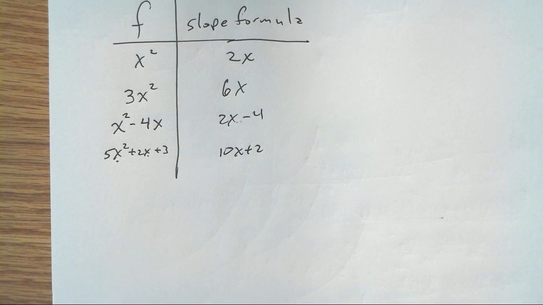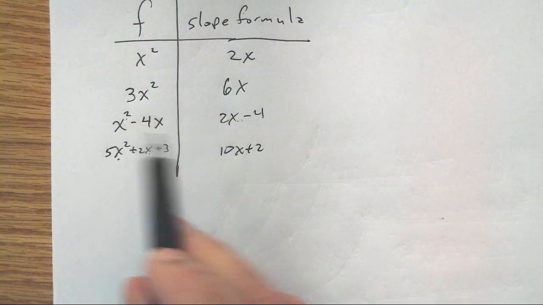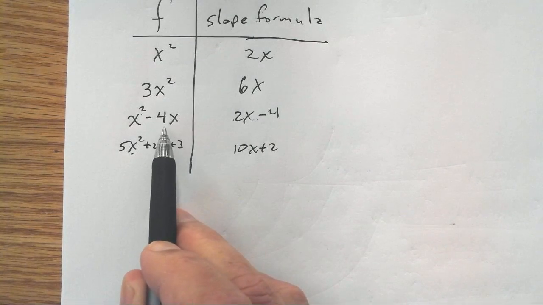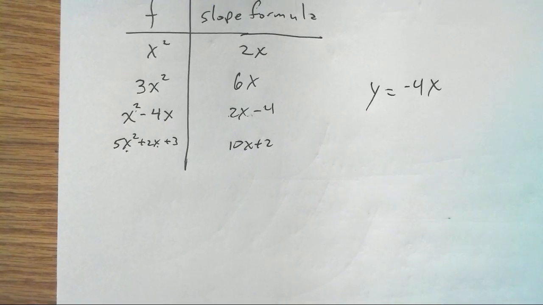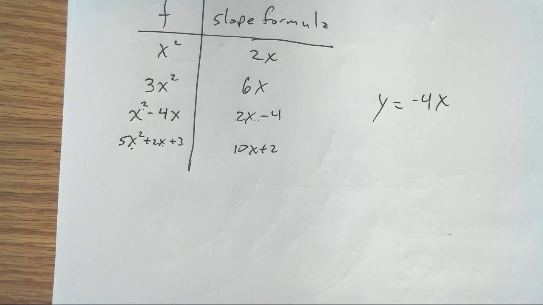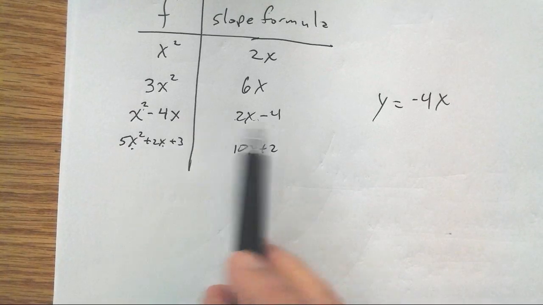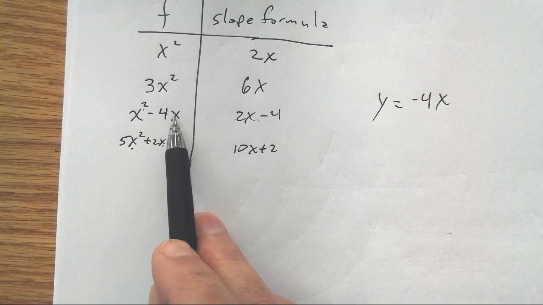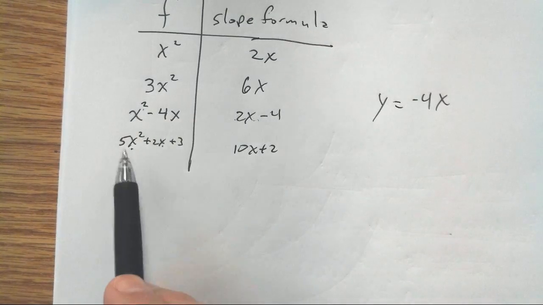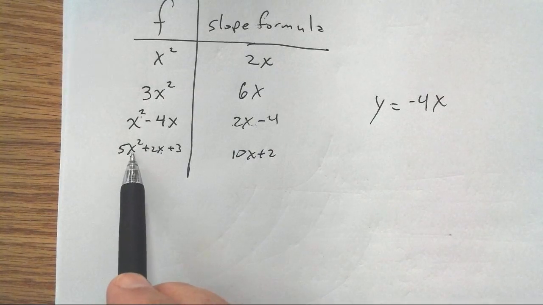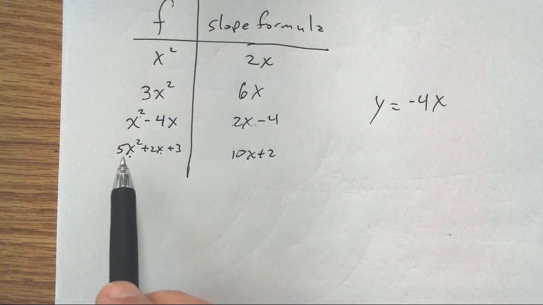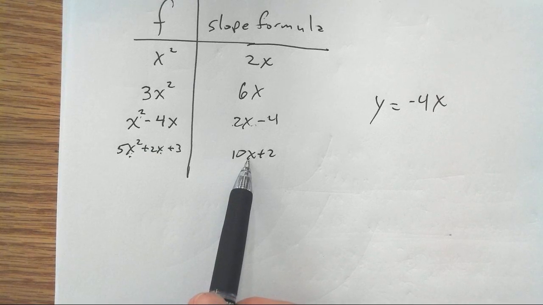If you're baffled how somebody could have gotten that, we know the slope formula for x squared is 2x. What's the slope formula for negative 4x? Y equals negative 4x. Well, what's the slope of y equals negative 4x? It's always negative 4, right? So it's just the slope of this and the slope of that. Right? So if we know 3x squared becomes 6x, I don't think it's too much of a stretch to see what might be happening here and get 5x squared becomes 10x.